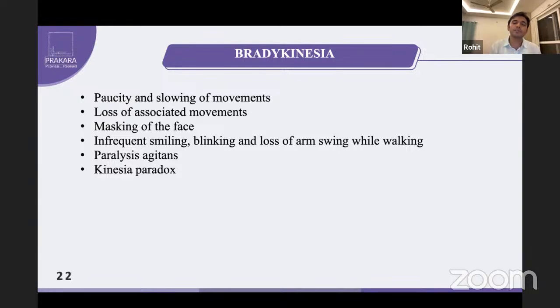Another example is that Parkinson disease patients who have difficulty in walking, who are very slow to walk, do well when they are playing certain sports. Some of the Parkinson disease patients can play badminton really well, but they cannot walk fast.